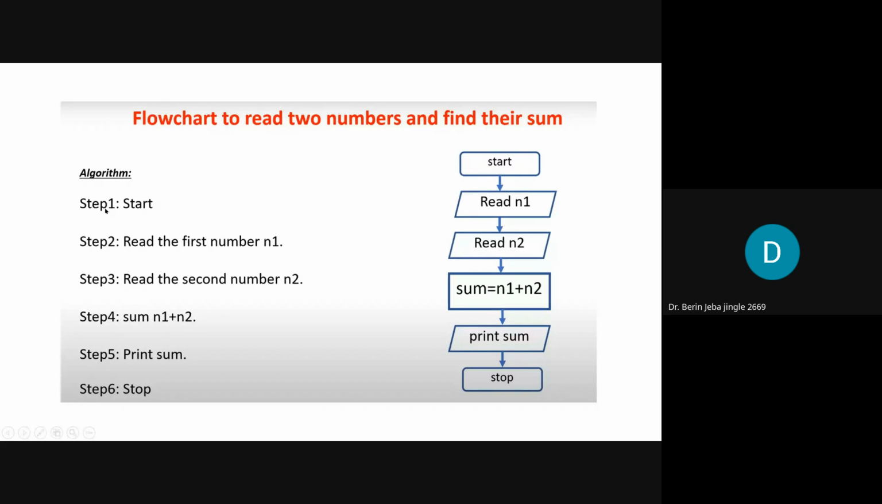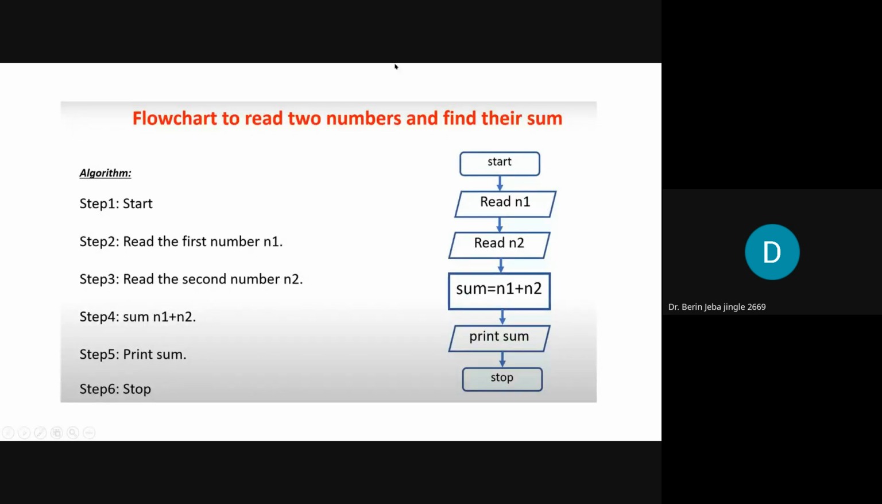First of all, we start: step 1 is start. Step 2, read, that is the input statement. The user is giving two numbers n1 and n2, and for that we use the keyword read. Read the first number n1. Then step 3, read the second number n2. Two numbers we are getting as input. Then we add them: sum is equal to n1 plus n2. Now what do you print as output? Print the sum and stop.